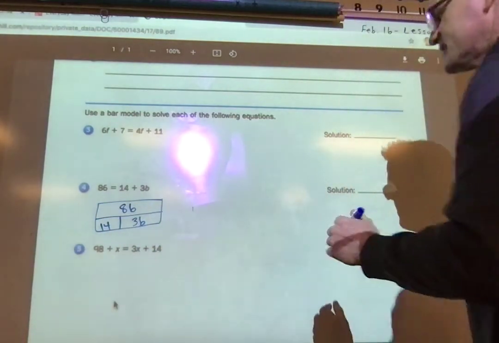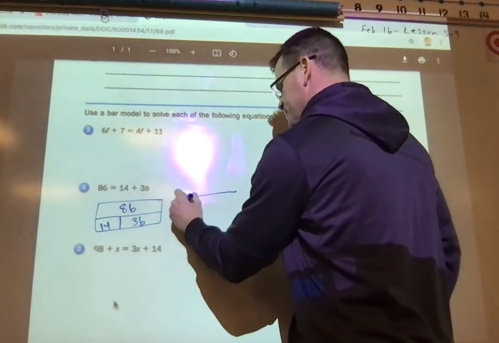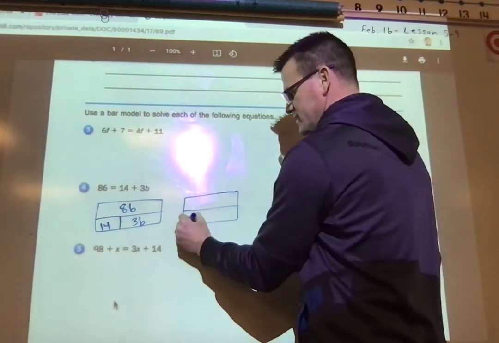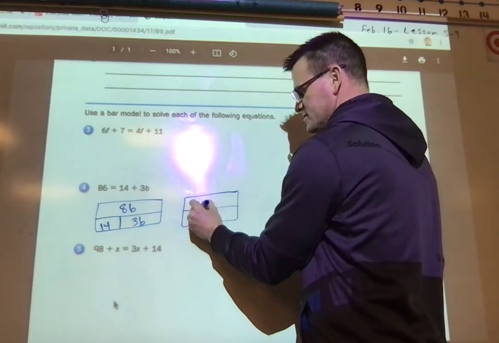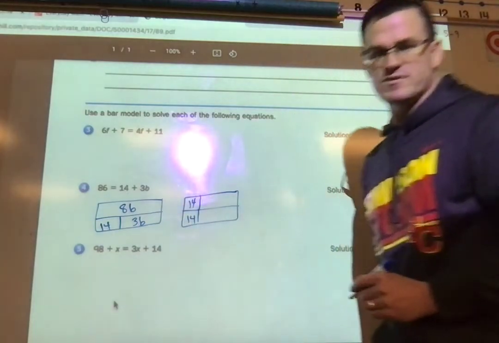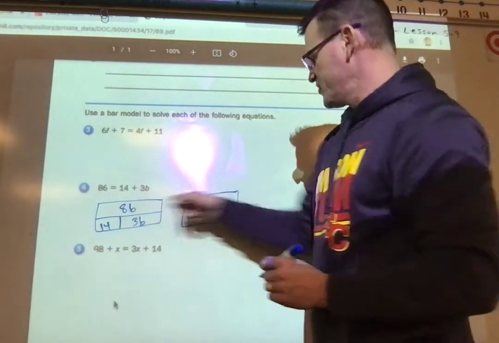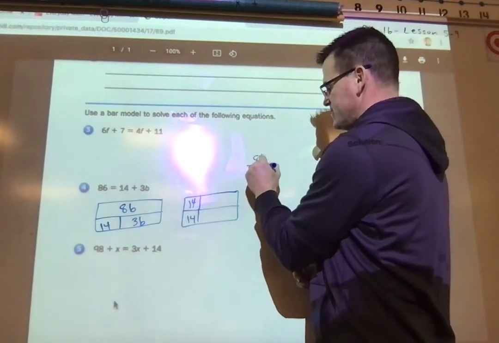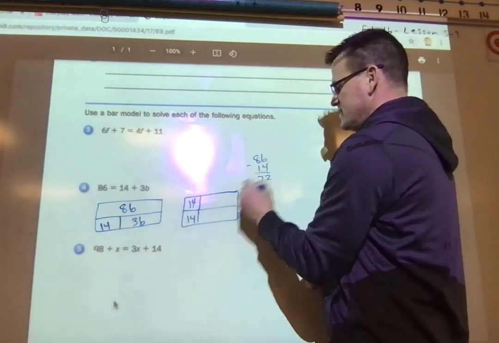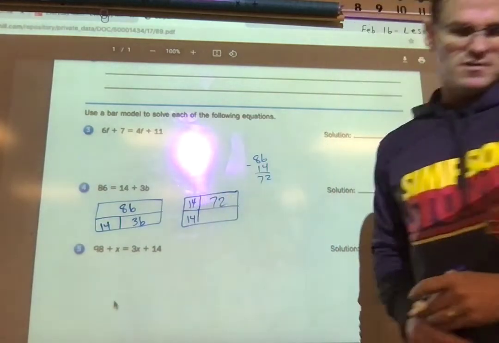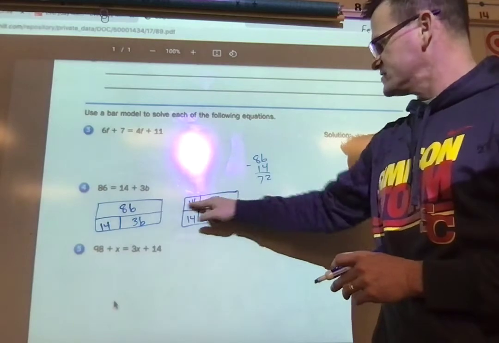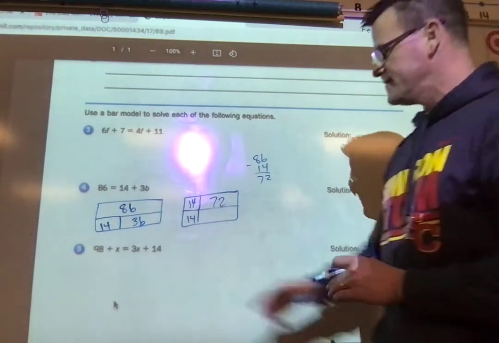14 plus 3b's is the same length bar as 86. All right, so let's start to break this up a little bit. In this case, I know this is 14 from here to here, so this is also 14. They have to equal the same amount. Well, I know the whole thing was 86, and I've already used 14, so let's take 86 and take away 14. And I get 72 left. Okay, I've got 72 plus 14 equals 86, so I haven't changed anything.